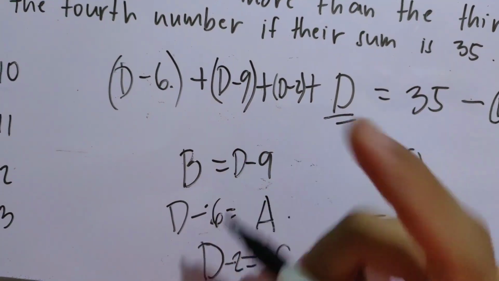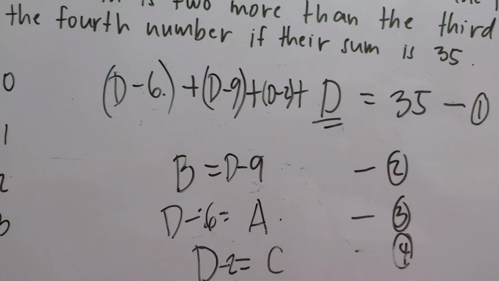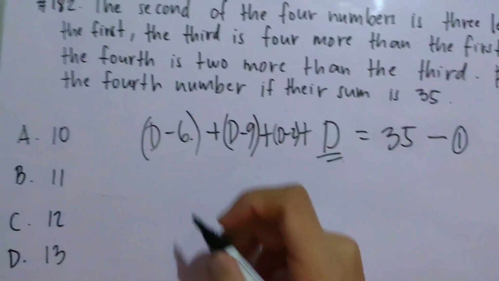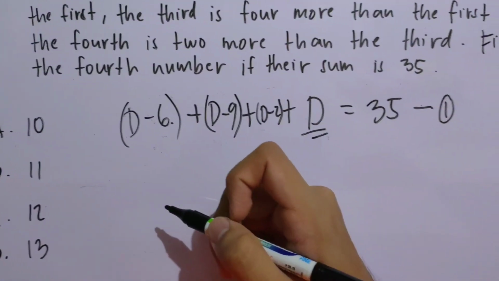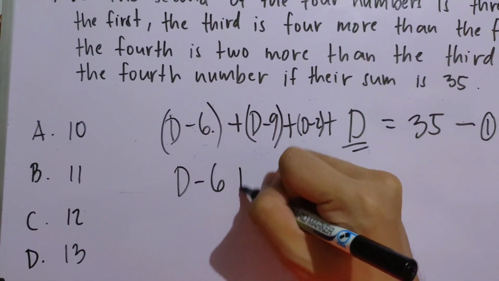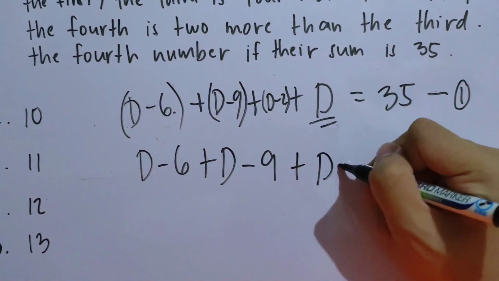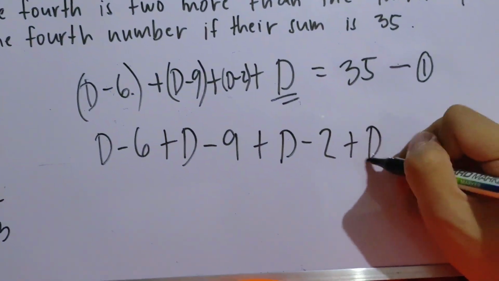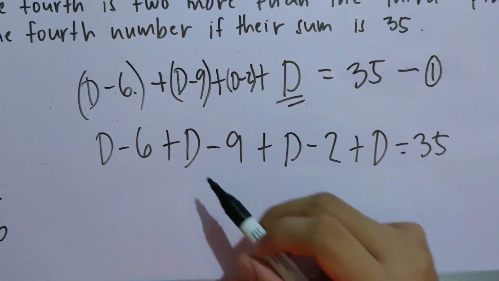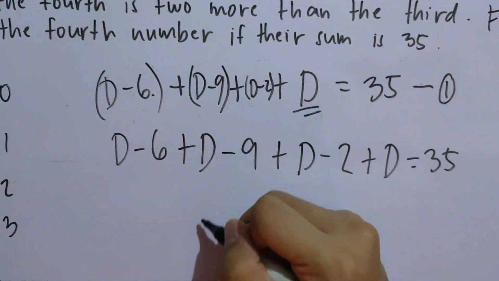So, one equation with one unknown na lang tayo. Masasolve na natin yung value ng D. So, mag-erase muna tayo. I-simplify natin to. Ilabas natin yung mga values dun sa mga parentheses nila. So, ito magiging D minus 6 plus D minus 9 plus D minus 2 plus D is equal to 35. I-collect natin yung mga D. Meron tayong 4 na D, so meron tayong 4D.